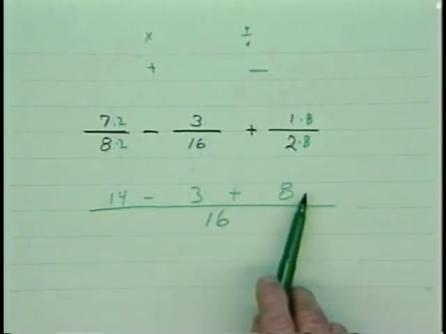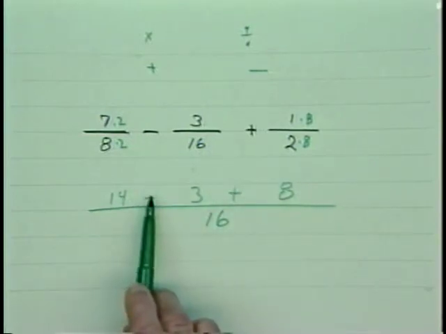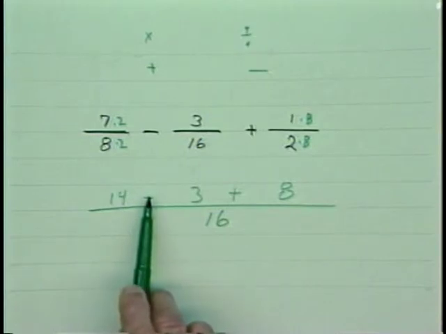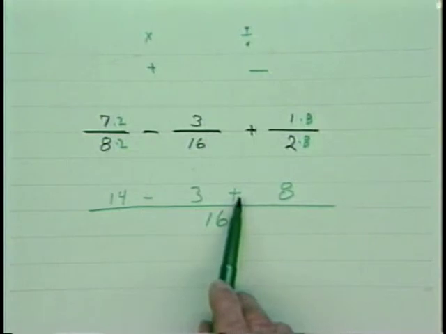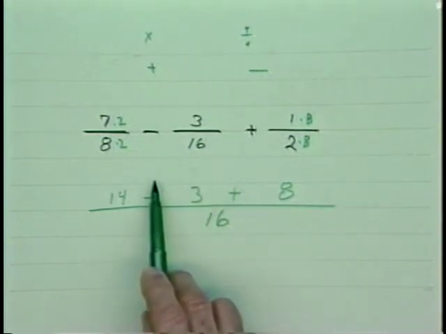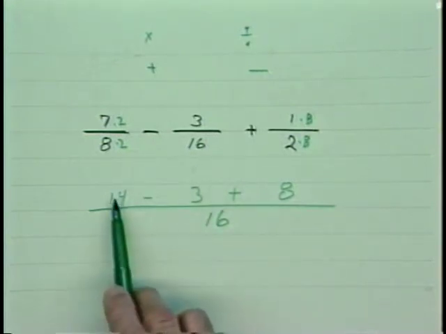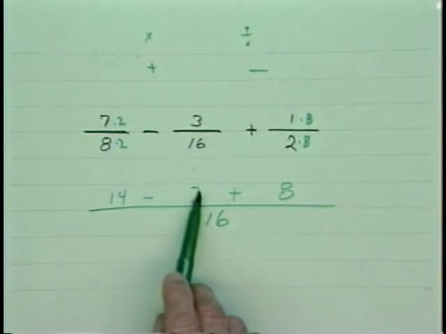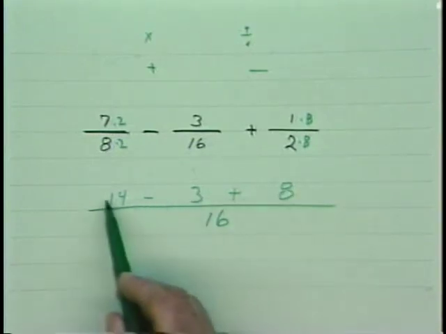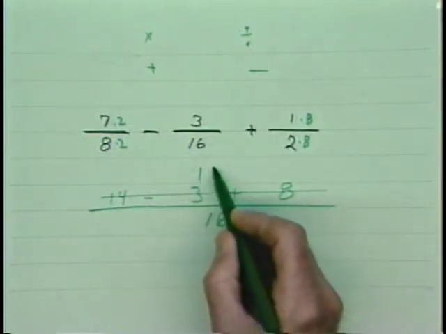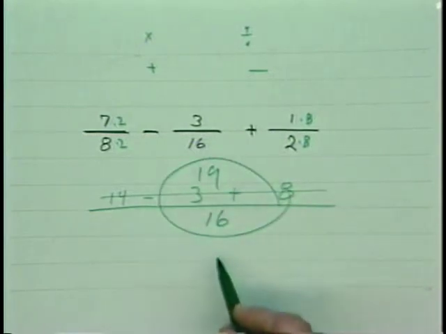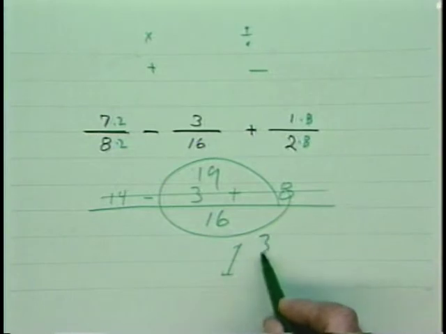because the order of operations now to do the arithmetic of the numerator still requires that I do the subtraction first because it came first. Not because it's subtraction, but because it came before this. Had this been first, I would do it first. So 14 minus 3 is 11. 11 plus 8 is 19. And this changes to the mixed number 1 and 3/16.